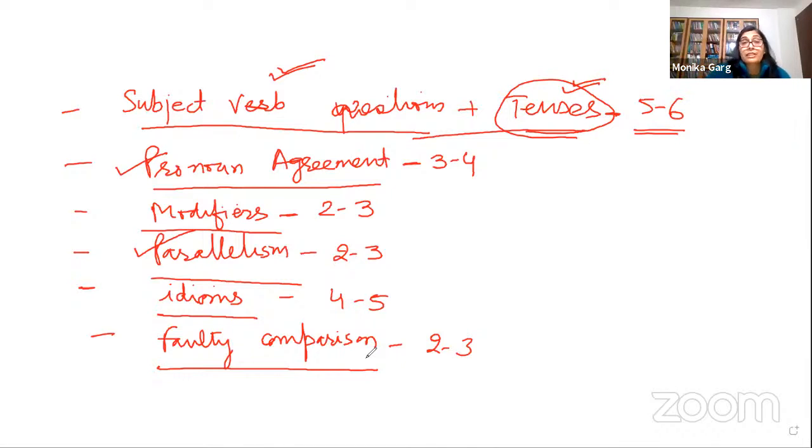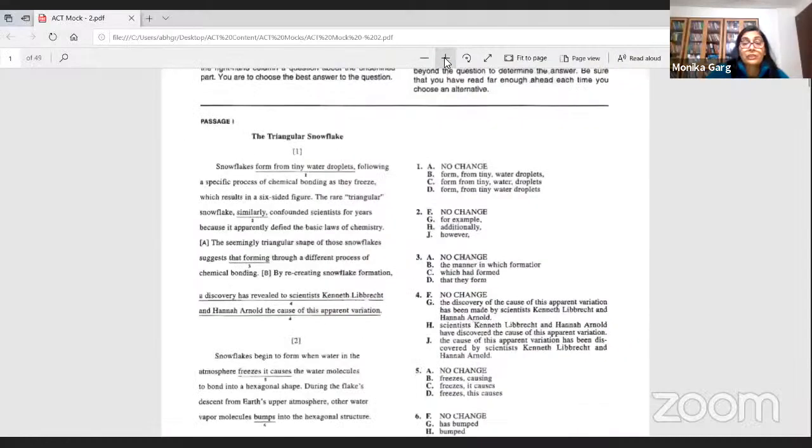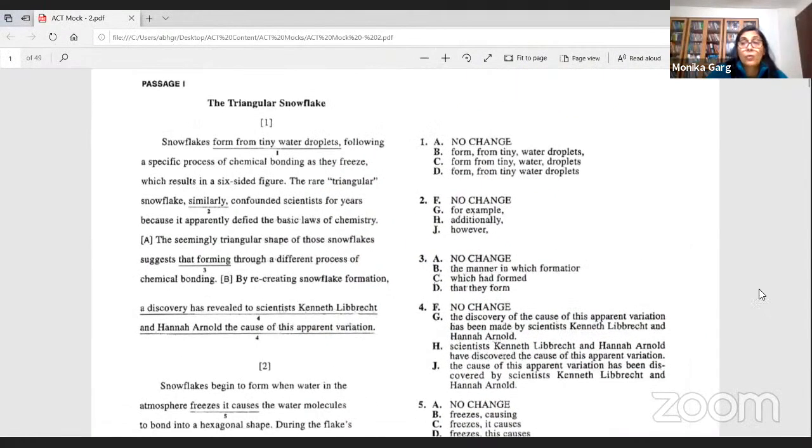All right, so that was an introduction to the variety of questions that you get to see. Now, let's do a few questions and let's see how whatever we discussed actually gets to appear in the test. So I'll just share my screen. I'll open a test there. This is an actual ACT paper. So all questions we'll discuss right now will be real ACT questions.